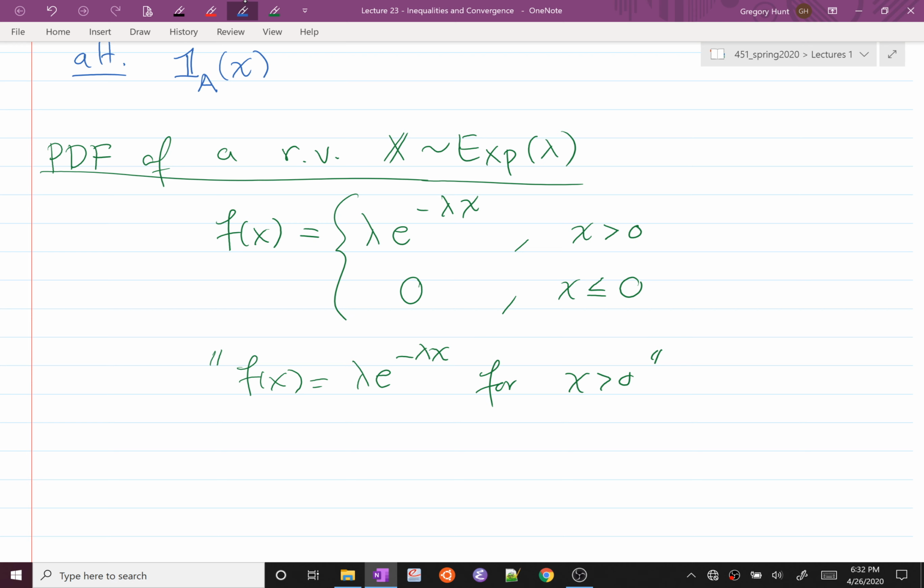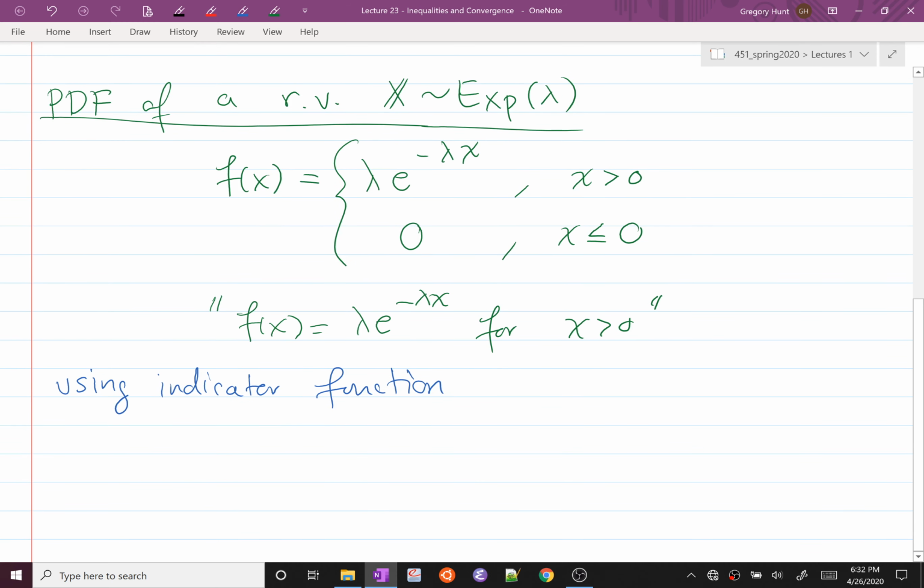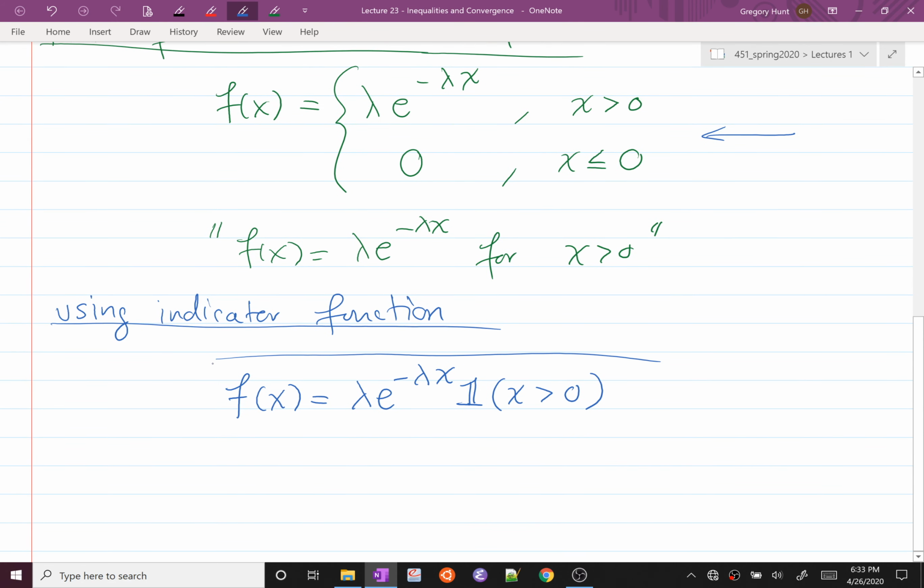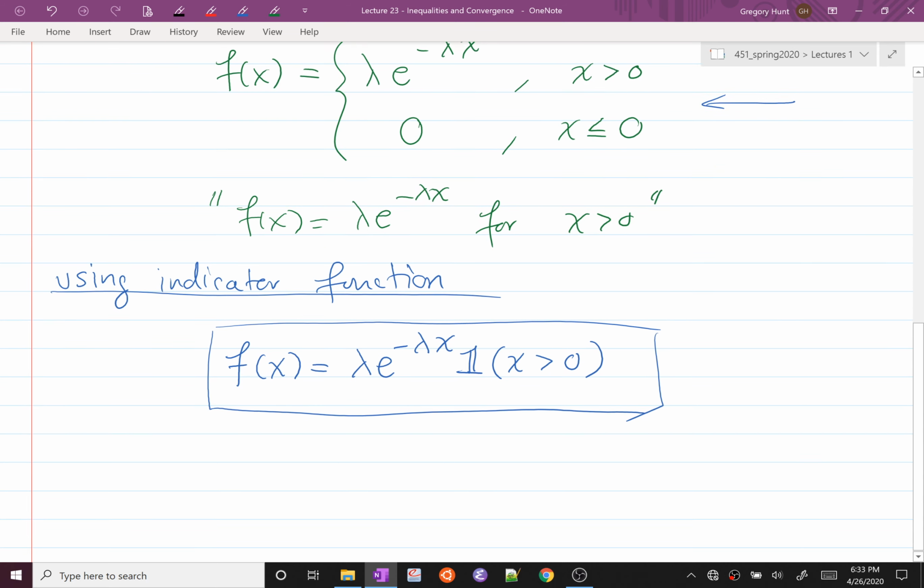Because we don't want to carry around this case by case statement, we could use indicator functions to solve this. In particular, we could write the whole PDF, instead of having to break it out into two cases like we do up here, as one statement: f of x is lambda e to the negative lambda x, times the indicator function where x is bigger than 0. So this is a way to write the PDF as one line.